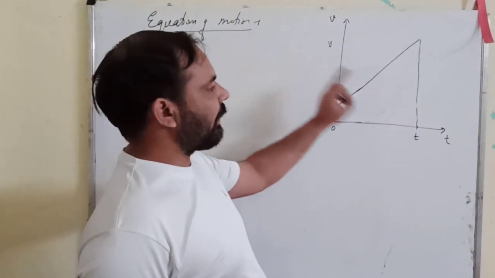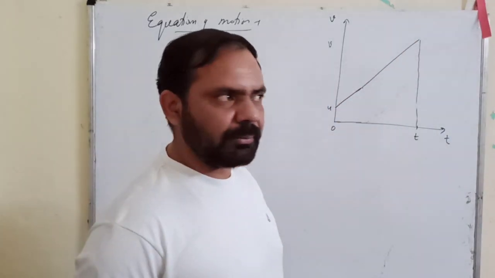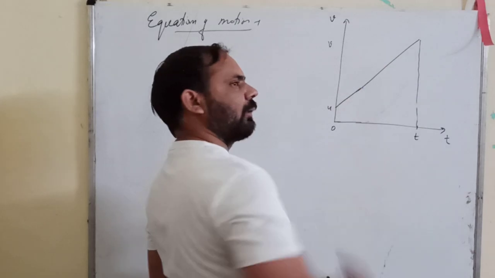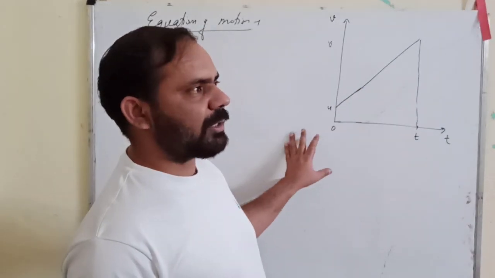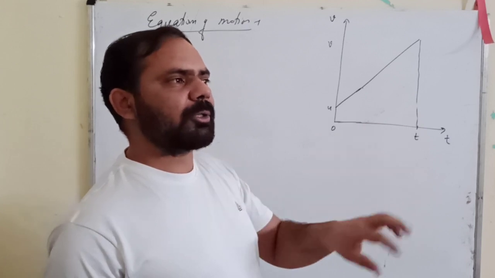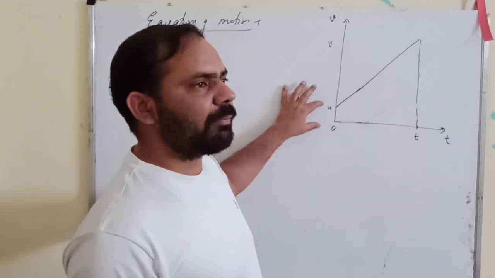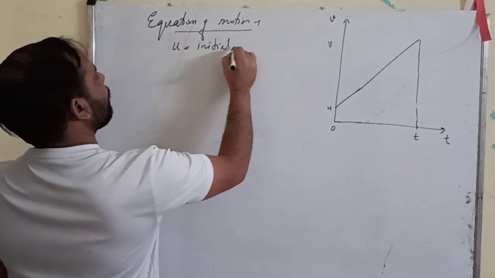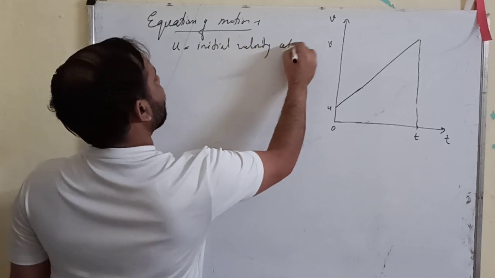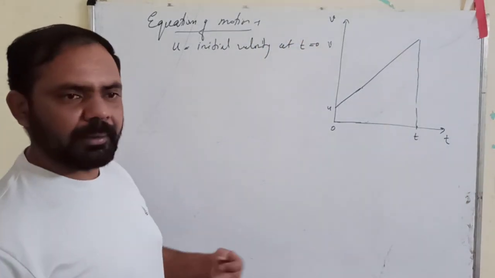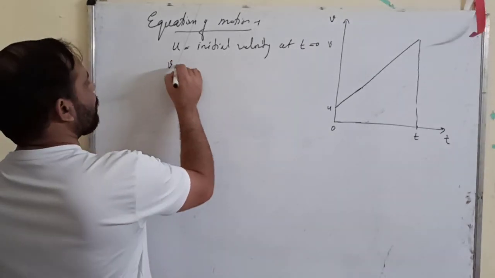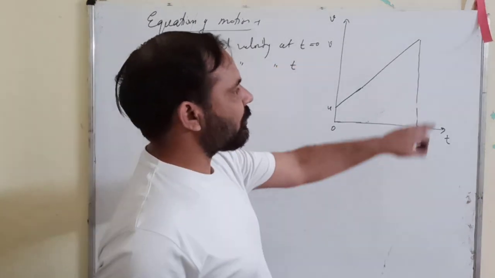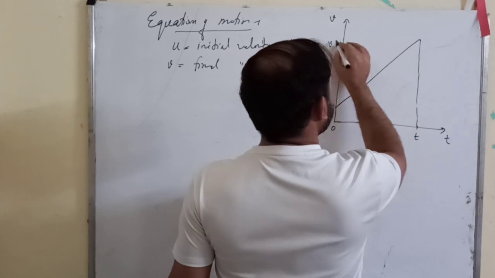Suppose we have a VT graph of uniformly accelerated motion. As I told you, for uniformly accelerated motion, the VT graph will be a straight line. So we have drawn a straight line. Let us suppose that when we started observing the motion, at that time the body was already in motion and was having an initial velocity u. So u is the initial velocity at t equals 0 when we started observing the motion. Let us suppose that v equals the final velocity at t. After time t, suppose the final velocity is v, this one, right?